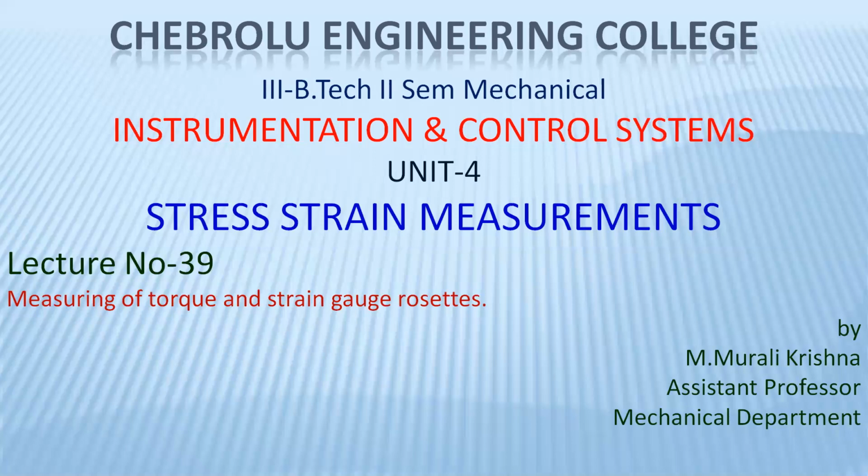And also the strain gauge rosettes. Strain gauge rosettes means there are different directional forces acting on that object. If the strain gauge is connected to that object, the different directional forces also act on this strain gauge. So what are those different directional forces acting on the strain gauges? We can derive an equation for the strain gauge rosettes.